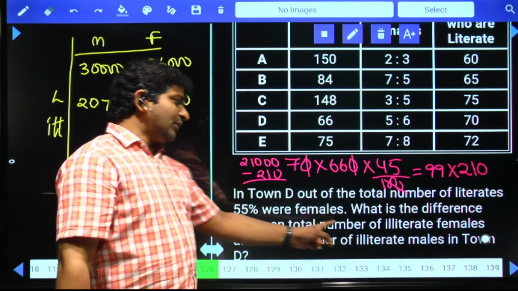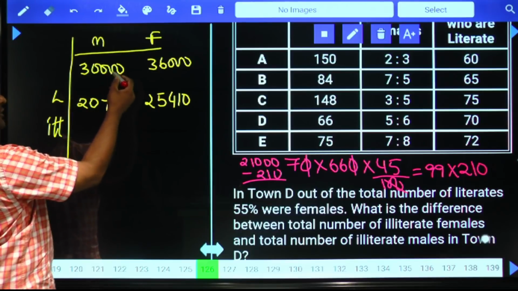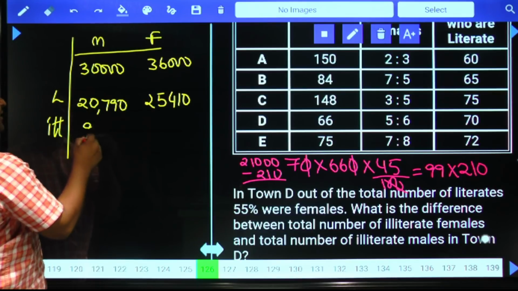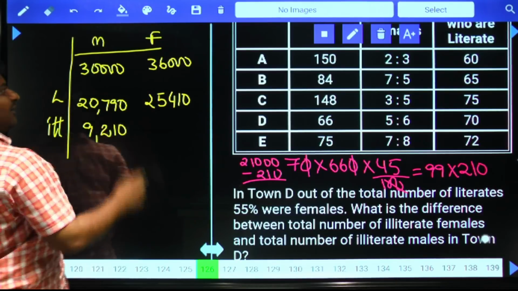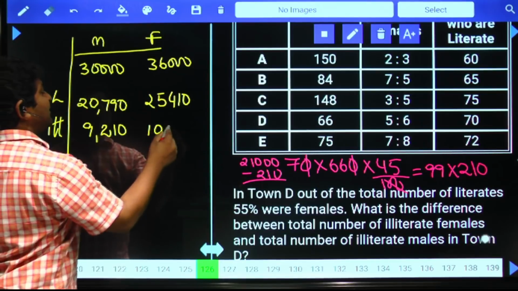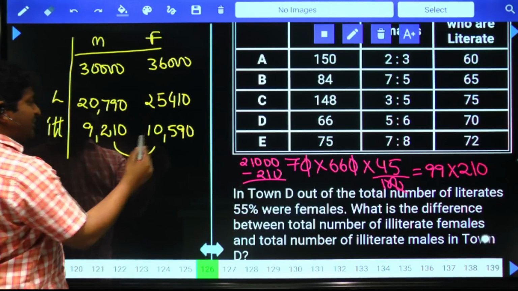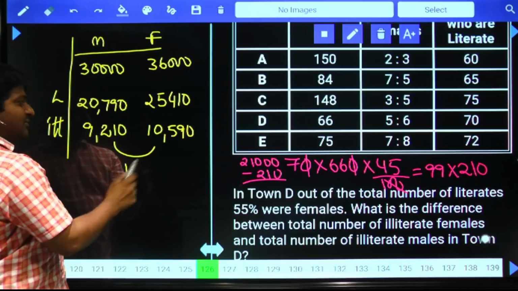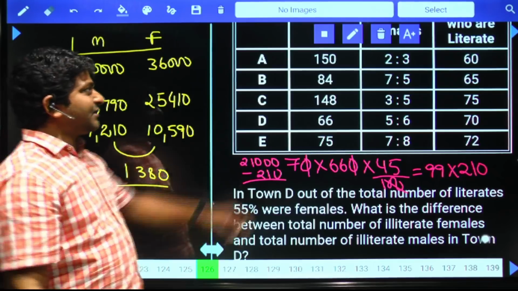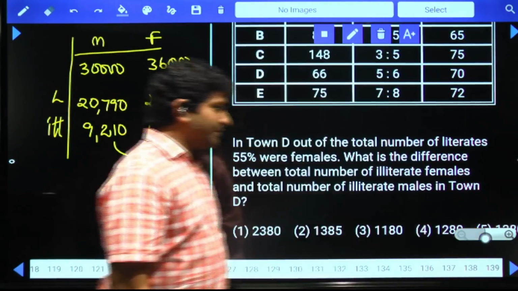Now your question is about illiterate. What is the difference between total number of illiterate female and illiterate male? That's what the difference we need to calculate. Out of total male 30,000, if 20,790 are literates, then illiterate are 9,210. Now out of 36,000, if 25,410 are literates, then 10,590 are illiterates. And your question is difference between both the numbers. 10,000 minus 9,000, that is 1,000. 590 minus 210, that is equal to 380. 1380 is our final answer. That is our fifth option.